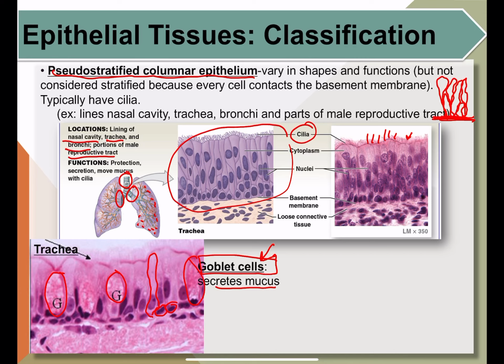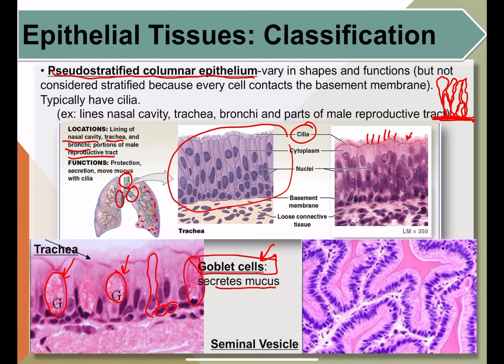Our airway needs to be lubricated in order to do its function. Your cilia need to sweep some fluid, some mucus, along. Okay, if it's dry, then we can't get rid of dust particles or pollen particles as easily. So that's why your trachea has a lot of these goblet cells right here for secretion of mucus.